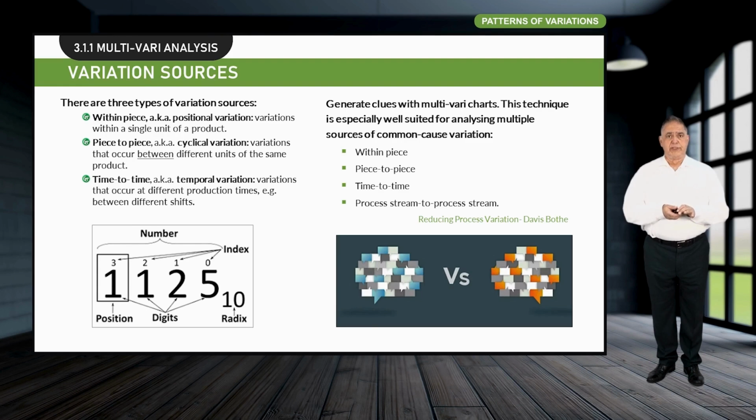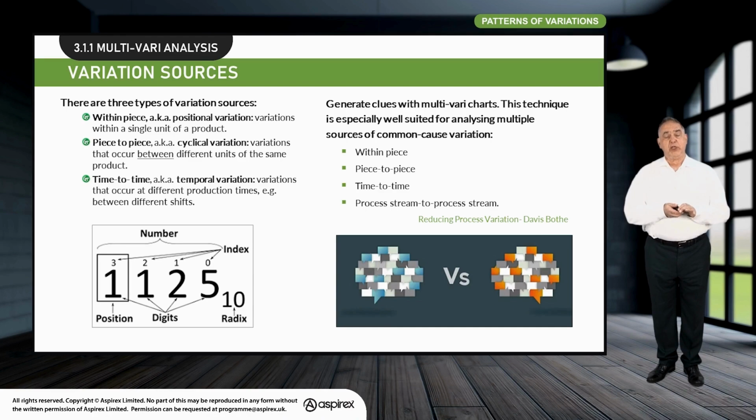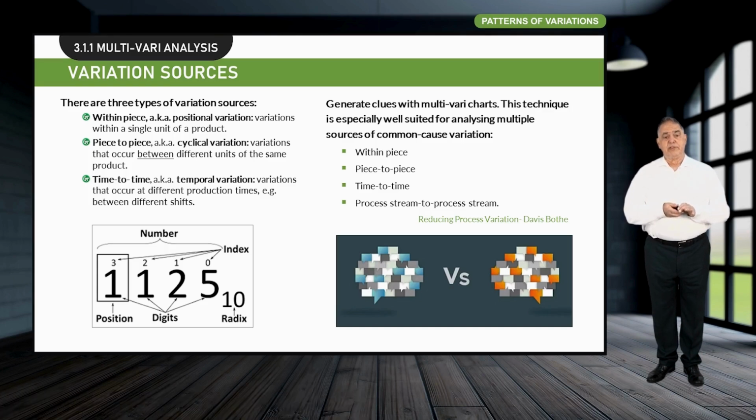Piece-to-piece variation, which is also known as cyclical variation, and this is variation that occurs between the different units of the same product. We also have time to time, which is also known as temporal variation, and these are variations that occur at different points in time during production. For example, during different shifts. You may have a morning shift and you may have an afternoon shift.